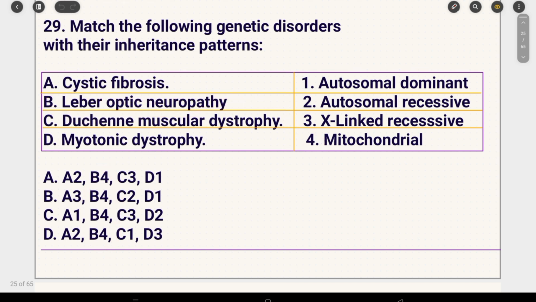Okay, now let's see. Duchenne muscular dystrophy is X-linked recessive. The males are getting affected. So C is 3. So C3 and A2 are there, that is options A and C. Myotonic dystrophy is an autosomal dominant disorder. So it is dangerous, isn't it? Yes, D is 1.